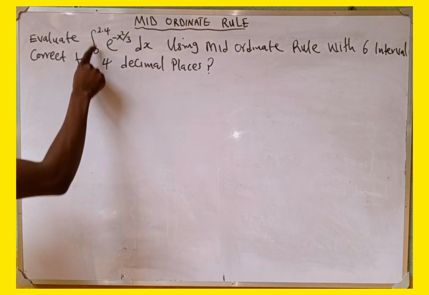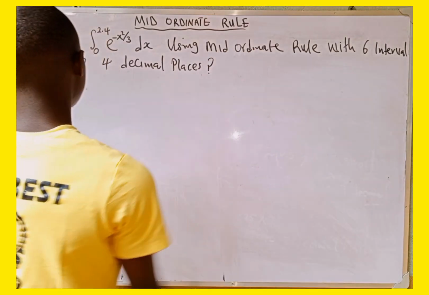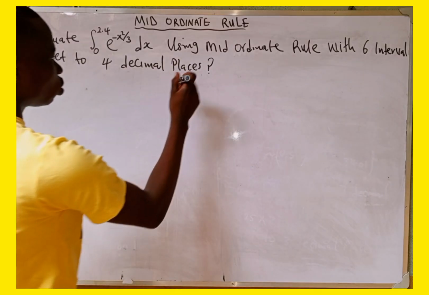So the question on the board reads: evaluate the integral of exponential minus x squared over 3 dx, where the interval is from 0 to 2.4, using the mid-ordinate rule with 6 intervals, correct to 4 decimal places. So let's get started. Solution.